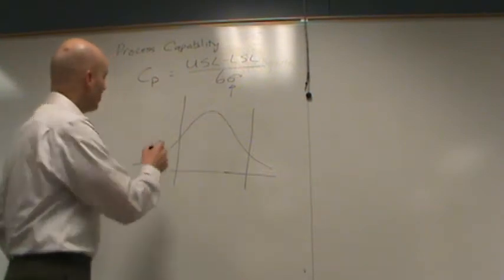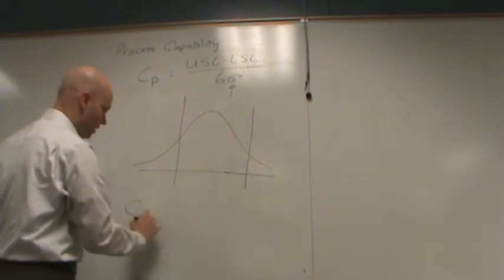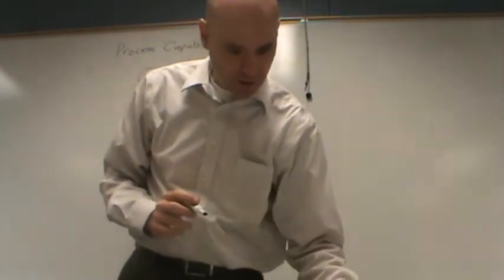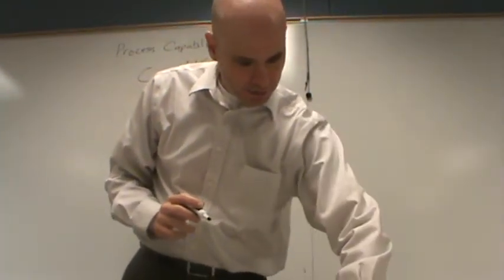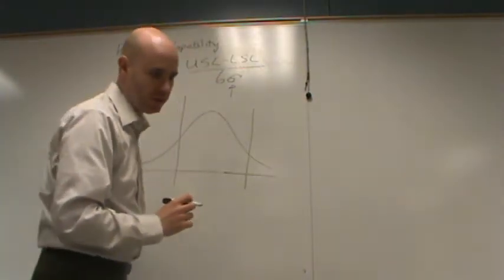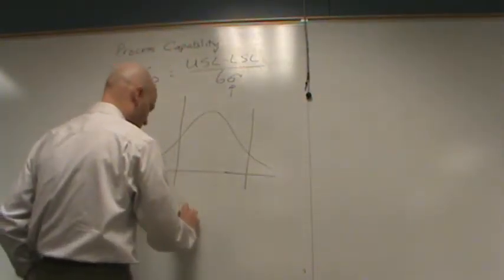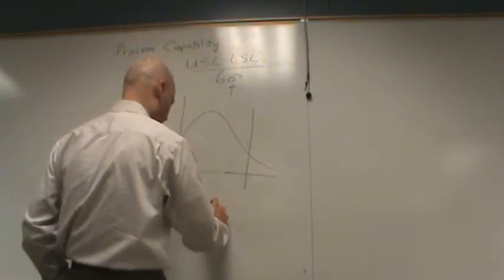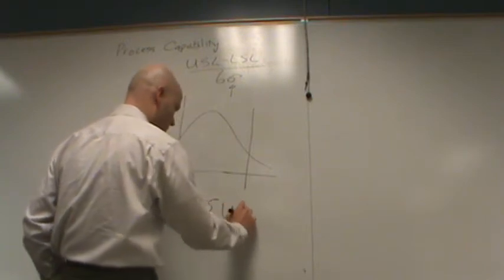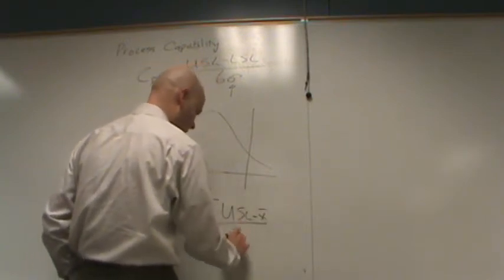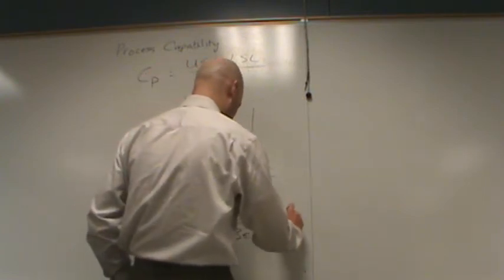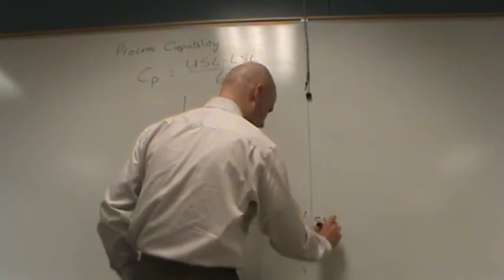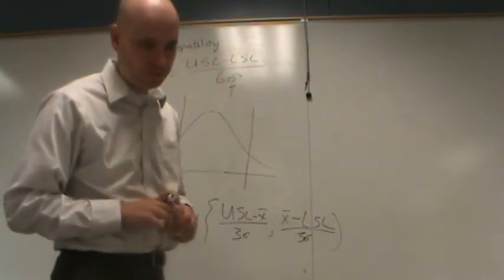Important thing to recognize with process capability is there's also a CPK value, and that is equal to a little bit more complicated formula, but it goes like this. It's the maximum of 2 different numbers. First one is upper specification limit minus x bar divided by 3 times sigma, or x bar minus lower specification limit divided by 3 times sigma.